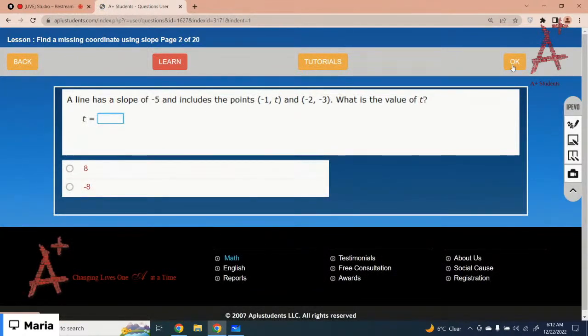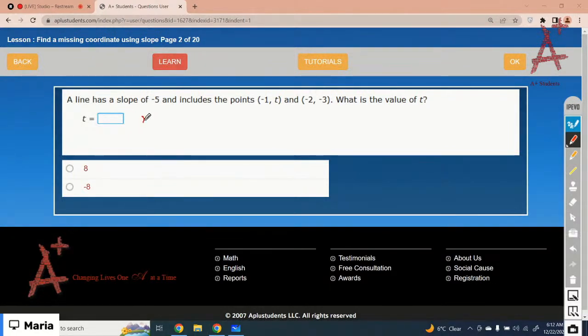Okay, a line has a slope of negative 5 and includes the points negative 1, t and negative 2, negative 3. What is the value of t? So use the formula, that is m equals y2 minus y1 divided by x2 minus x1. Just put in all the values. This is x1, y1. This is x2, y2. Got it? So y2 minus y1. M is negative 5. y2 is negative 3 minus t divided by negative 2 minus negative 1. Got it? So just solve.